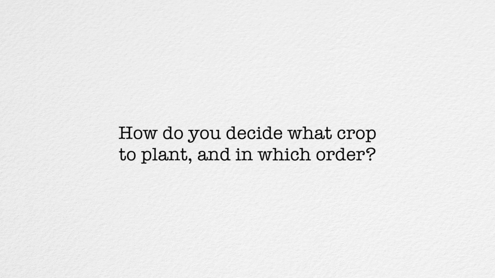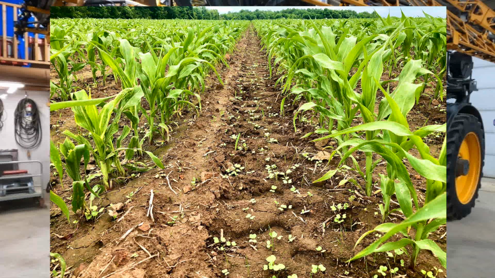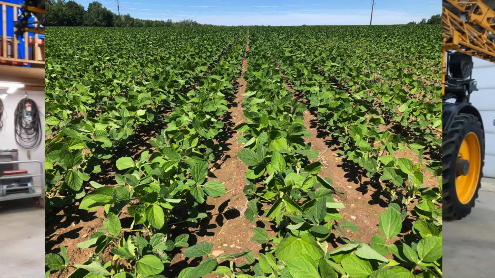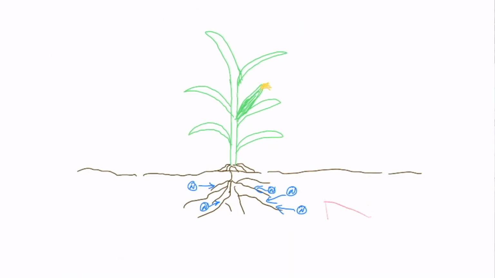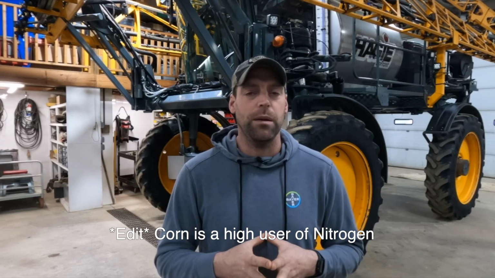First question. How do I decide what crop to plant and in which order to plant them? That is a great question. The most common types of plants you're going to find are corn and soybeans, and these are two totally different types of plants, and they complement each other very well because soybeans actually take nitrogen from the air, they fixate it and release it into the soil, and corn is a real high user of it. So it's a really good crop relationship. It's probably the most common rotation you're going to find just in general throughout.